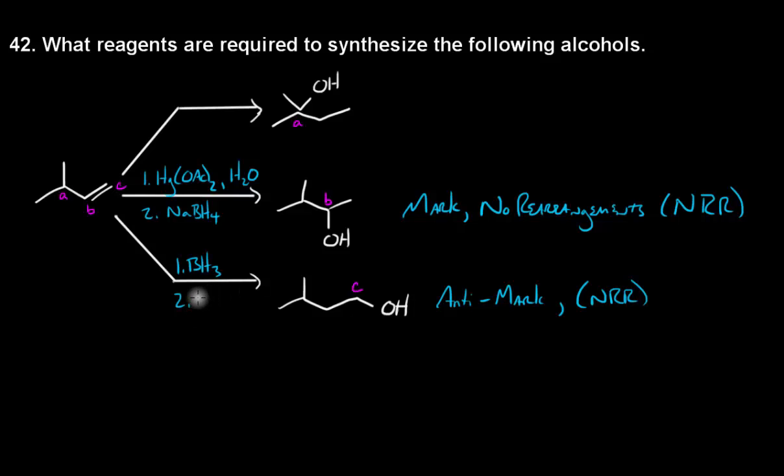So then the second step is going to be hydroxide and H2O2. So hydroxide and hydrogen peroxide. Those are the two reagents for the second step. And again, you don't need to know the actual mechanism for this. It's actually quite complicated. But again, if you're interested, your book does go through it. Okay, but this is what I'm interested in: you knowing anti-Mark, no rearrangements. Okay, so let's think about this top question.